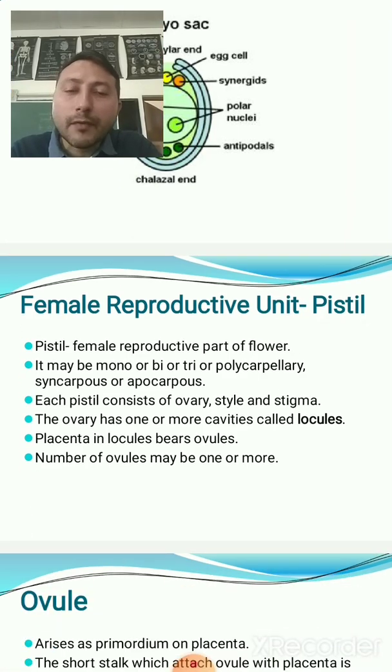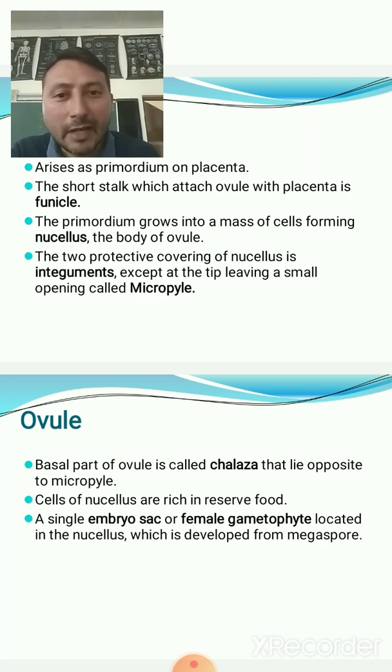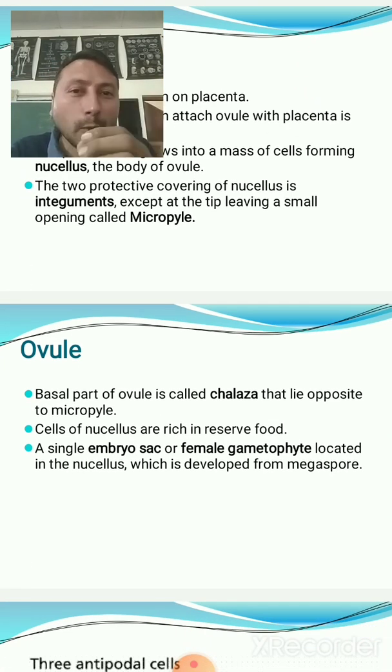The pistil is the female reproductive part of a plant, we know that. The ovule arises as a primordium on the placenta. The short stalk which attaches the ovule to the placenta is the funicle. The primordium grows into a mass of cells and forms the nucellus. It is covered with integuments, and at one portion where the integument is missing is the micropyle. The basal part of the ovule is called the chalaza. Cells of the nucellus are rich in reserve food.